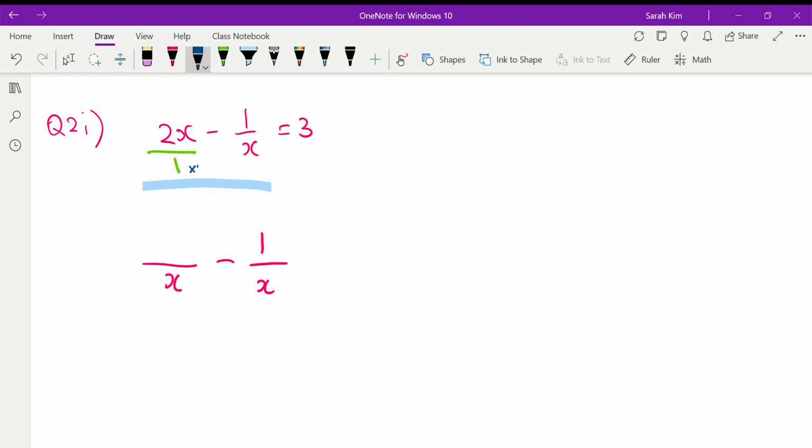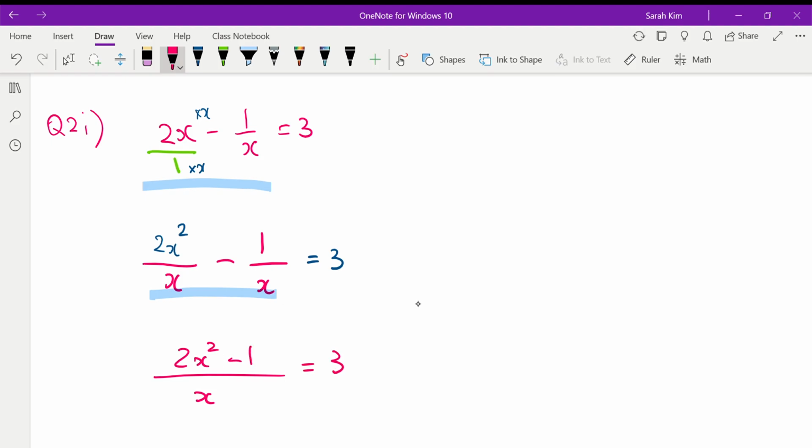So I just need to times x on both sides, so I get 2x squared, and then equals 3 on the other side. So that is what I'm working with. I'm going to now add the fractions together. So you keep the denominator because they're the same, so it's just going to be simply x, and then you combine the numerators. 2x squared, take 1, and then equals 3 on the other side.